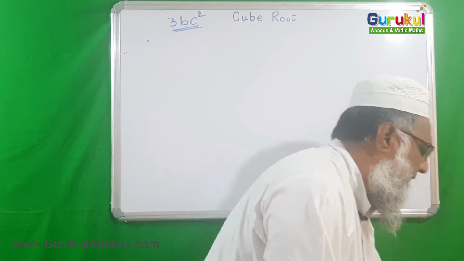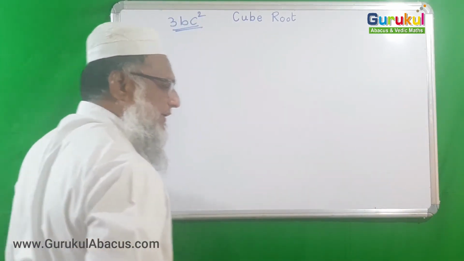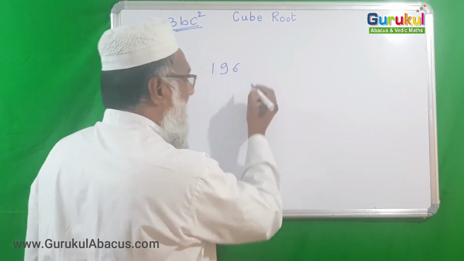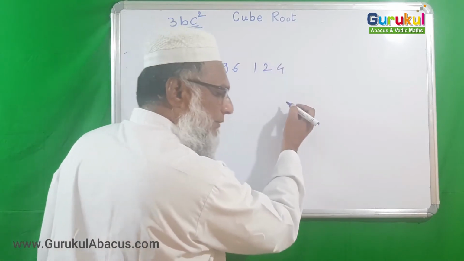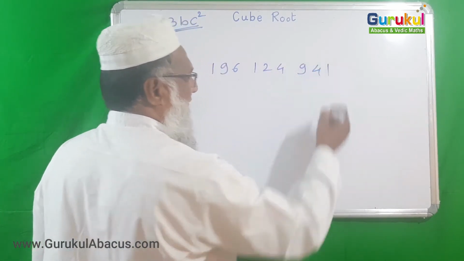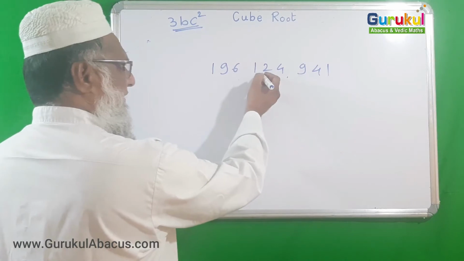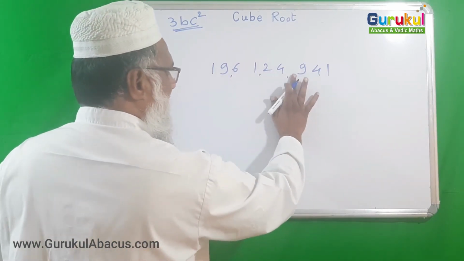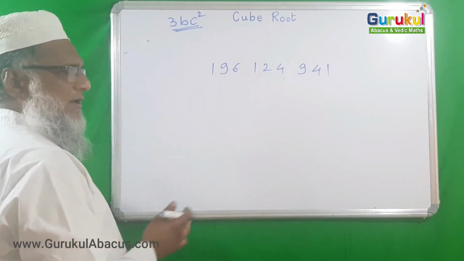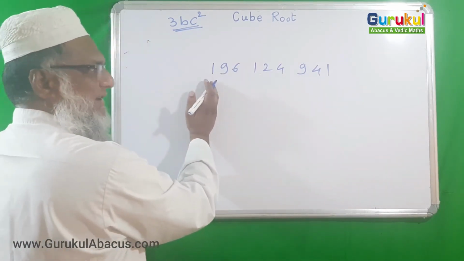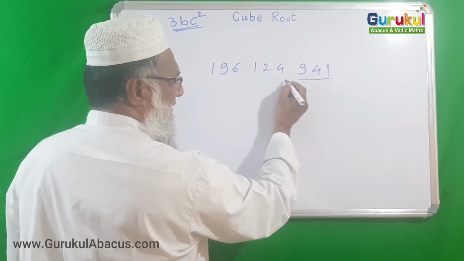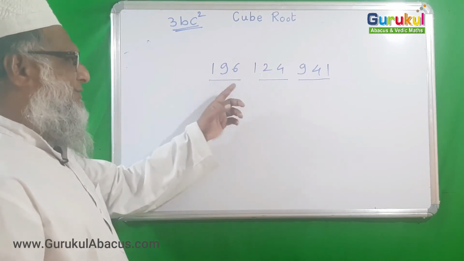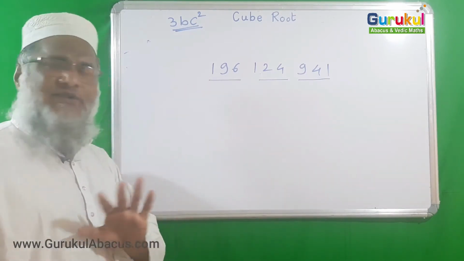So our first example is here now. The example is 196,124,941. We can read it as 19 crore 61 lakh 24,941, but at the time of writing we have made it pairwise, means 3 digit pair, 3 digit pair, 3 digit pair. The last one can be of 1 digit, 2 digit or 3 digit. Here it is of 3 digits, so no problem.